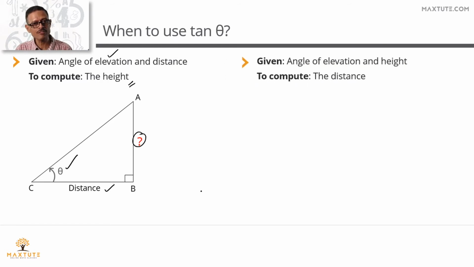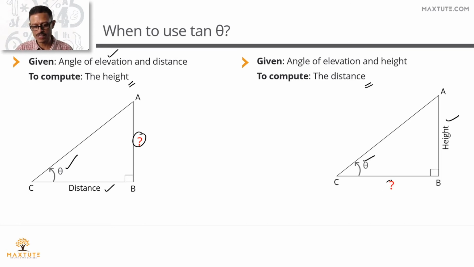Conversely, if you know the angle of elevation and you know the height, you want to find out the horizontal distance. You know this, we're trying to find out this. In both these cases, we'll be using tan theta.